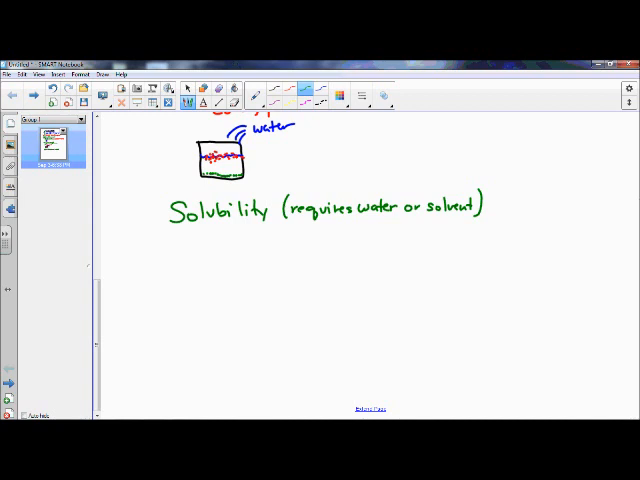Okay, so what this means is there obviously have to be differences in solubility between the substances in your mixture. Okay, that means that one thing dissolves, okay, and one thing stays solid.